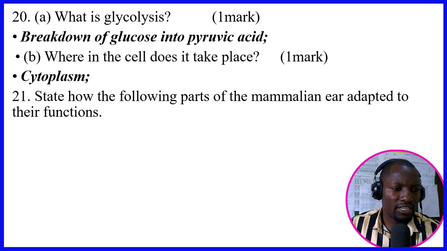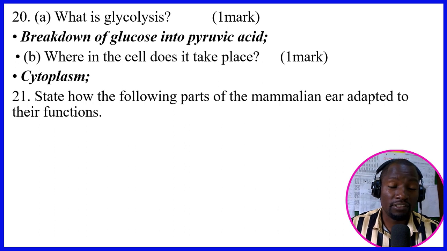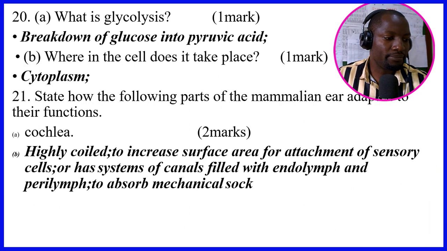State how the following parts of the mammalian ear are adapted to their functions. The first part is the cochlea. It is highly coiled to increase surface area for attachment of sensory cells. Or it has systems of canals filled with endolymph and perilymph to absorb mechanical shock.